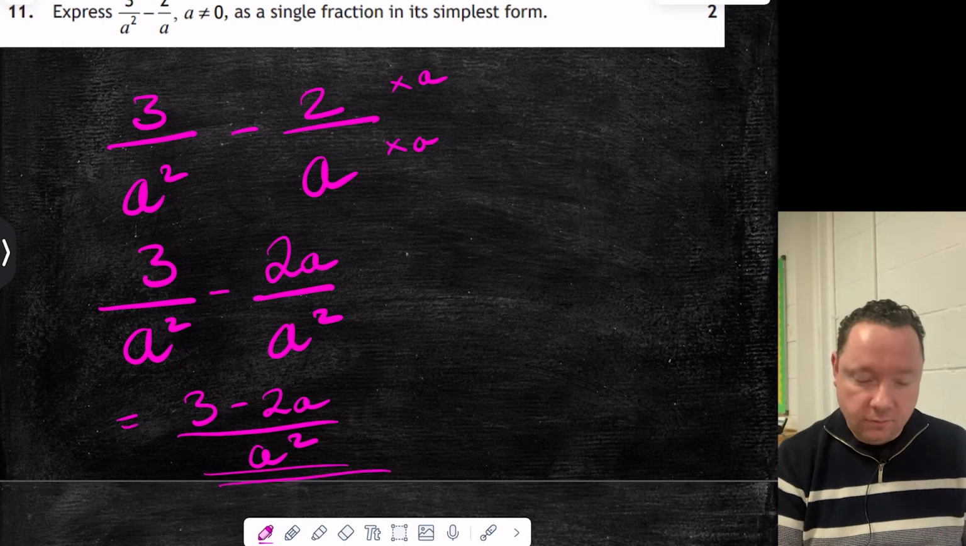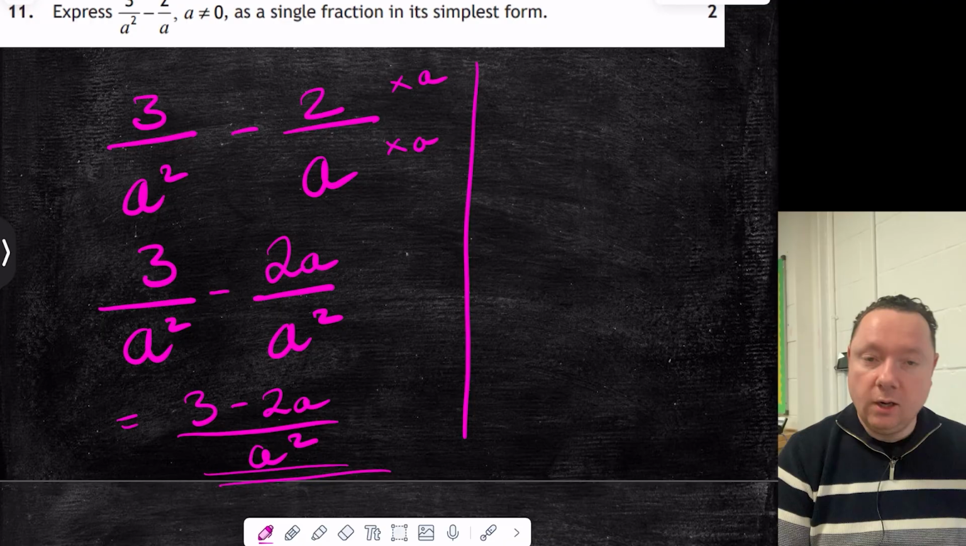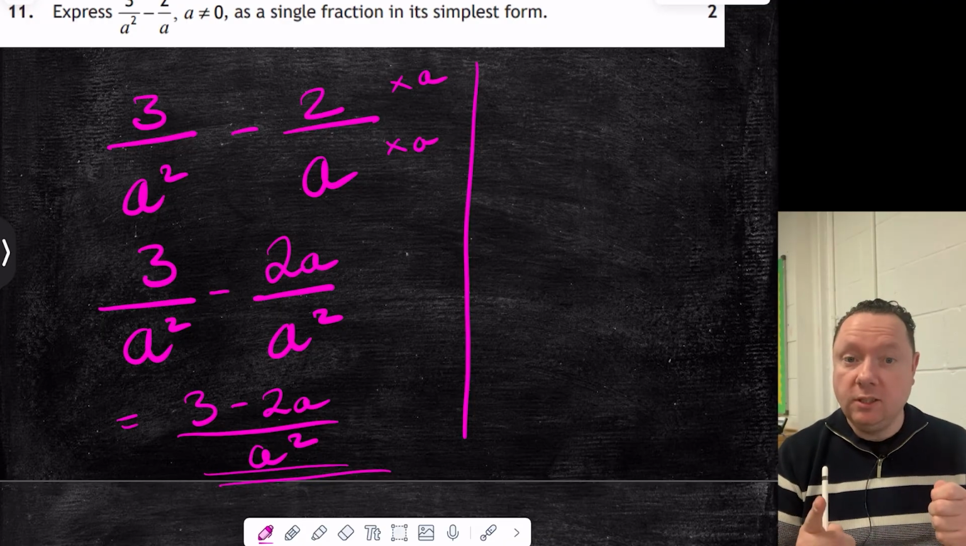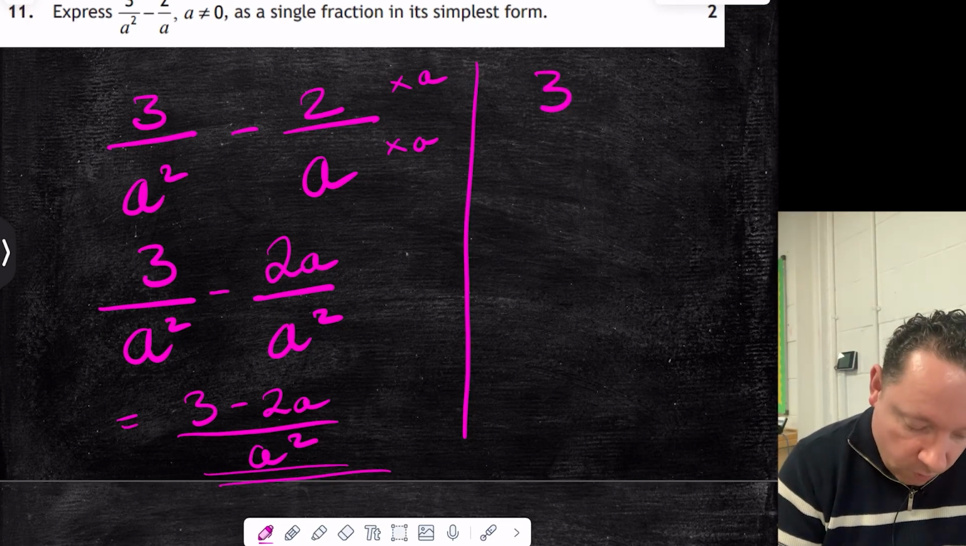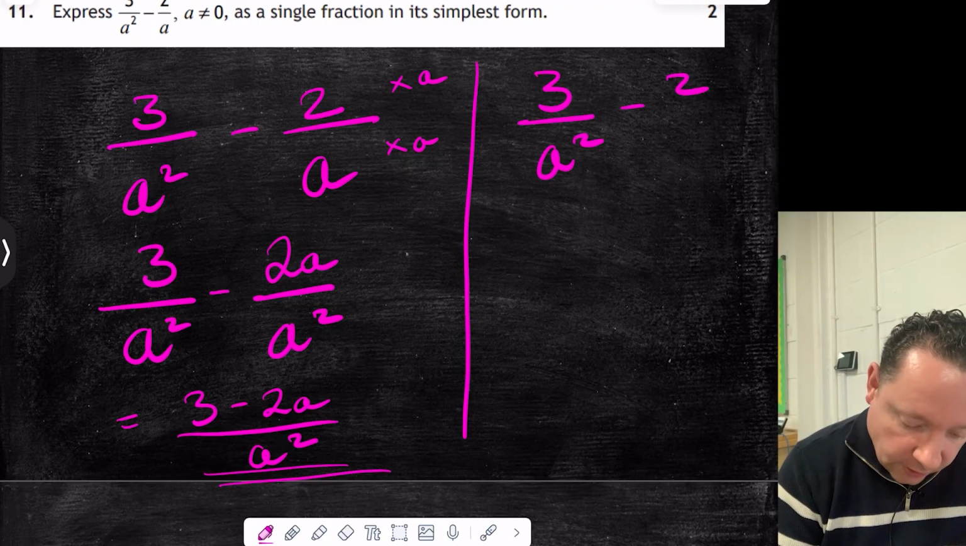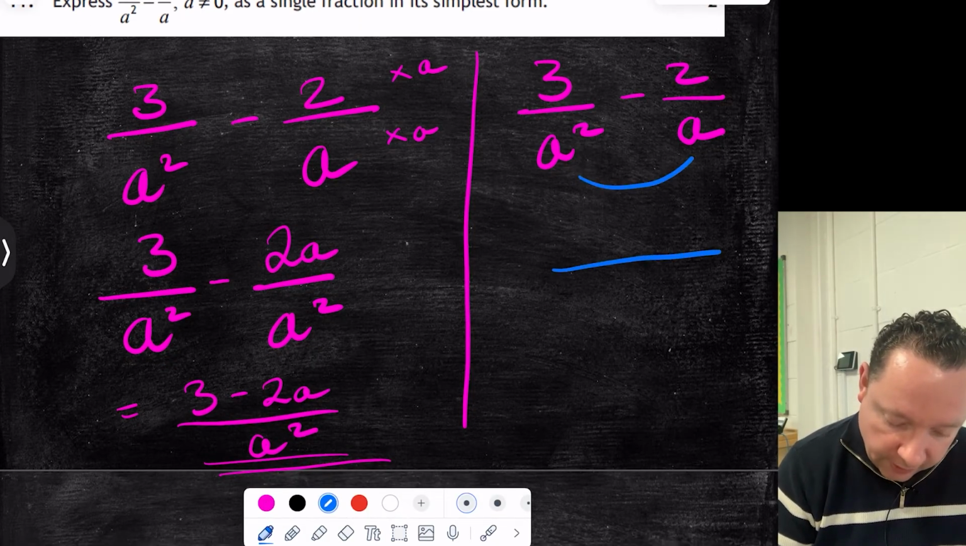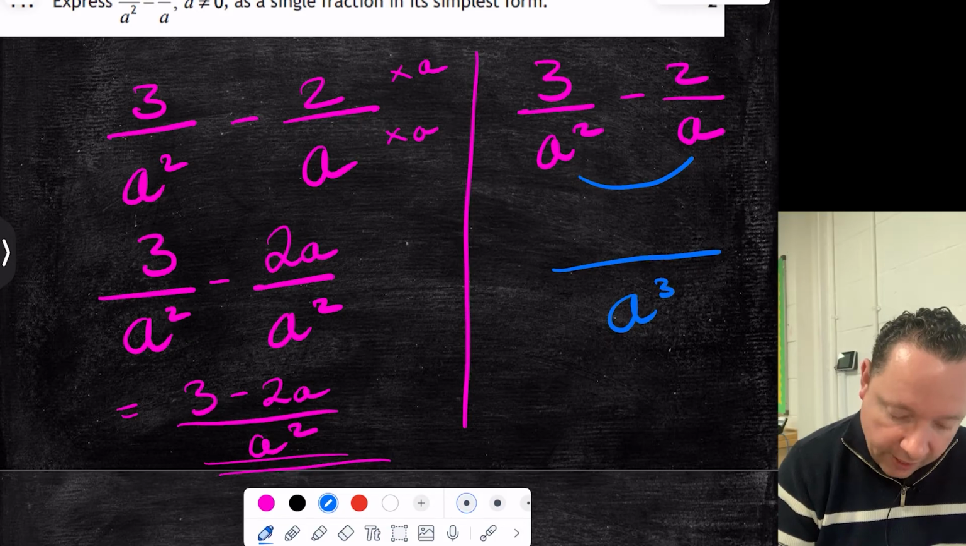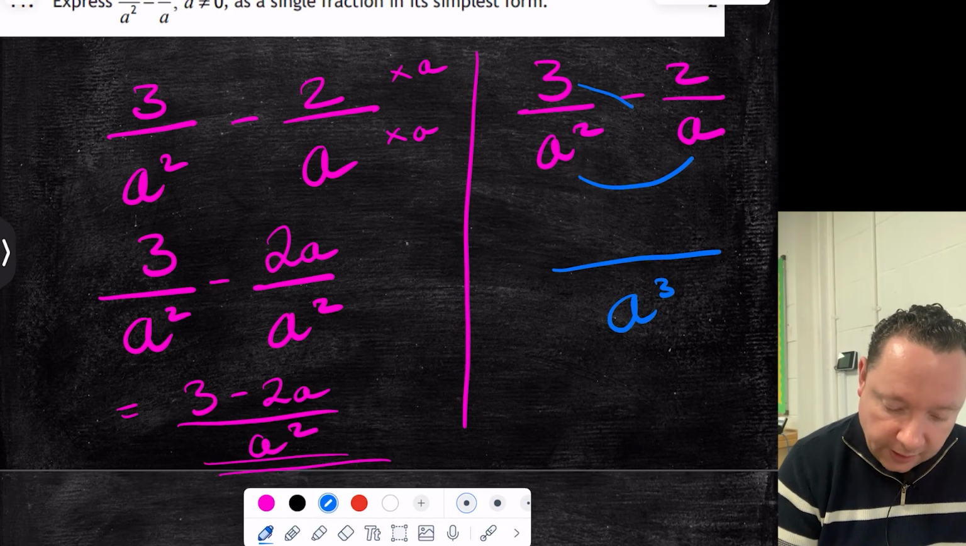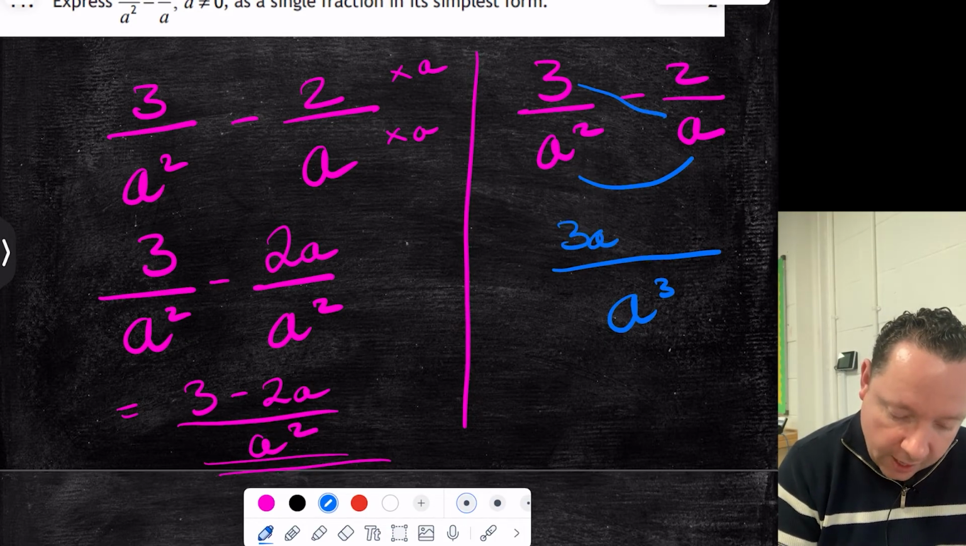Now, alternatively, just in case you want a quick method that always works, but you'll have to simplify at the end, some people do these ones just by doing 3 over a squared minus 2 over a, and to get my common denominator, they always just times the bottoms together. So if you do that, you get a cubed. And then you would usually do 3 times a, which is 3a, and minus 2 times a squared.